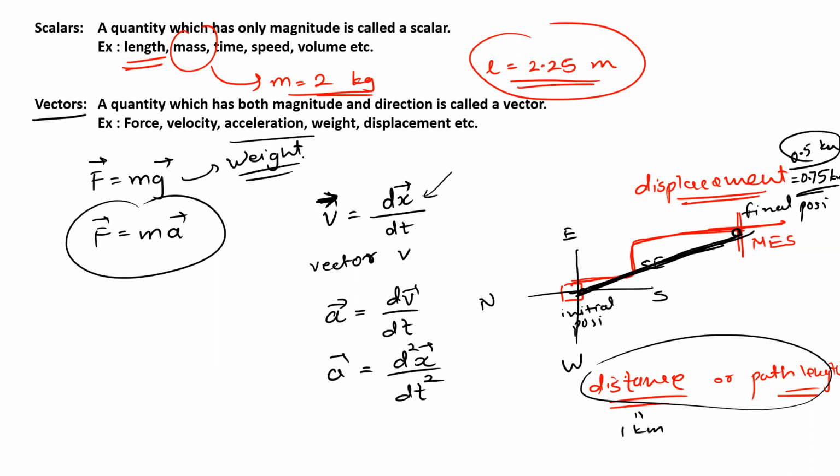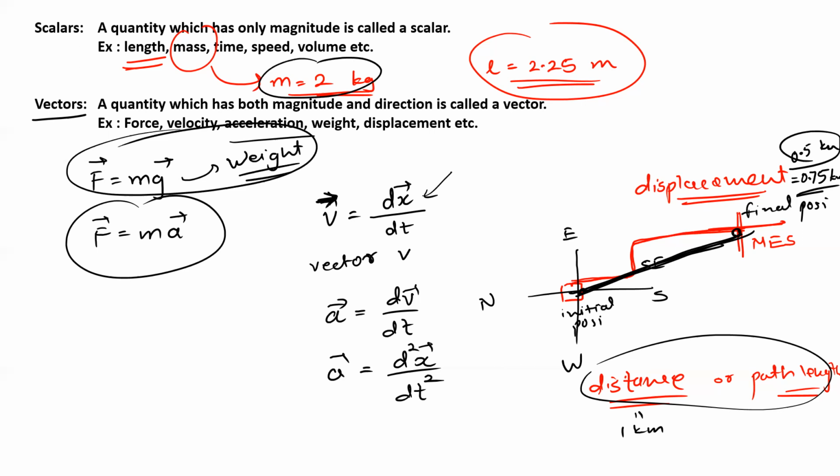Okay, if we are measuring weight, that means we are measuring m into g. If we are measuring force, then it is m into a. If we are measuring mass, that is only m. What is the difference between mass and weight? Weight is a force, mass is only the matter contained inside.